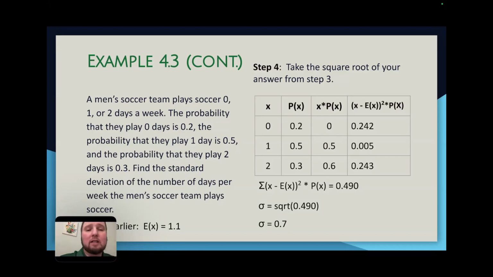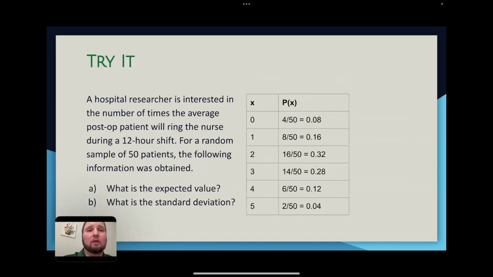Okay, what I'd like you to do is grab a calculator if you don't have one already, and I'm going to put another example up here that I'd like you to try on your own. So for this, try it. A hospital researcher is interested in the number of times the average post-op patient will ring the nurse during a 12-hour shift. For a random sample of 50 patients, the following information was obtained.